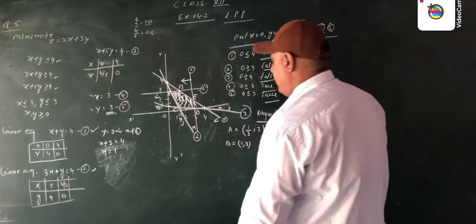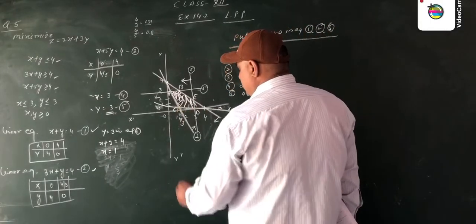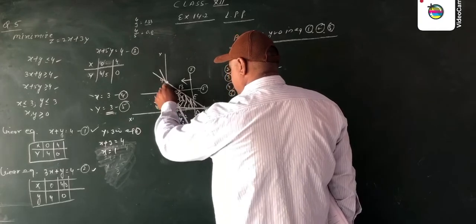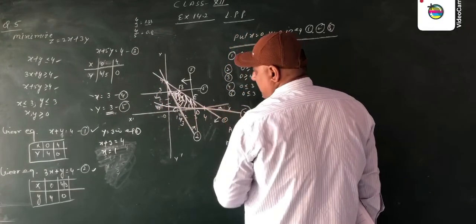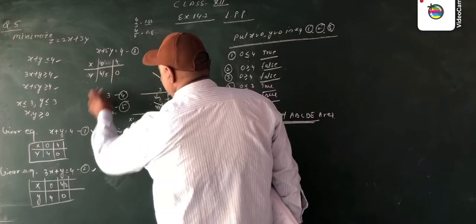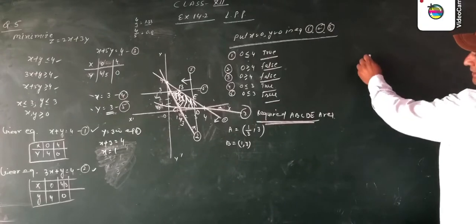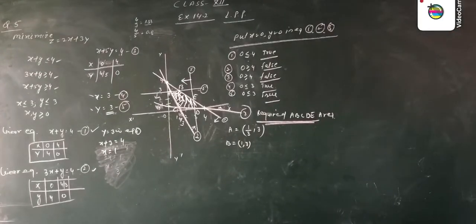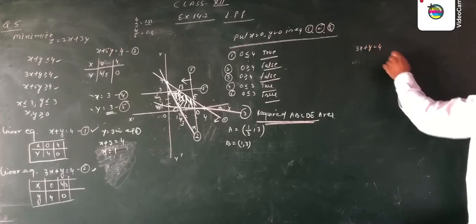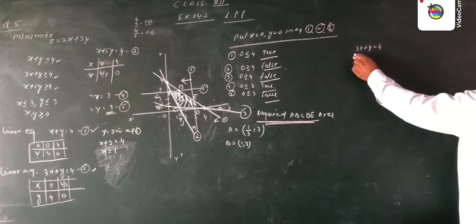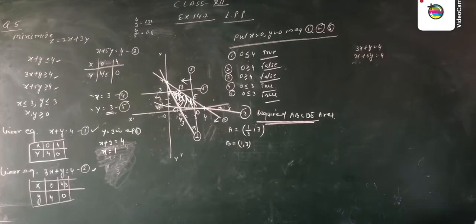Now we find the point C. This is the point C. It is the intersection of equation number second and equation number third. Now we solve these equations second and third. The second equation says 3x plus y equal to 4, and the third equation says x plus 5y is equal to 4. Now we solve these equations.